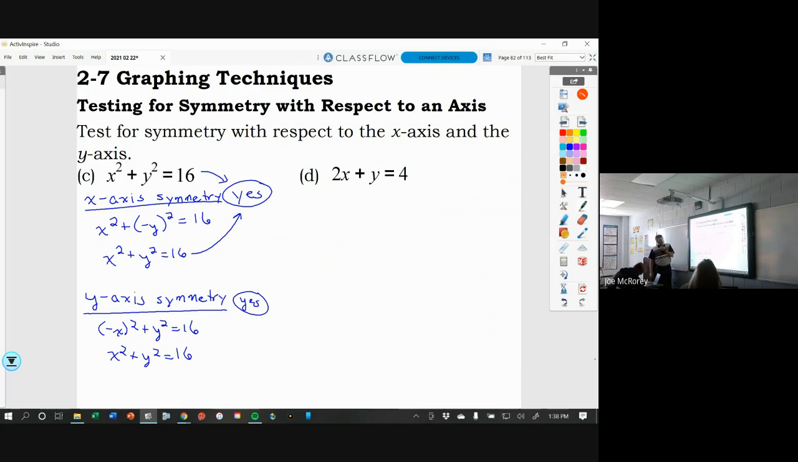Part D. Replace the y with negative y. 2x plus negative y equals 4. Clean it up. 2x minus y equals 4. Are they the same? No. Is there symmetry about the x-axis? Okay.